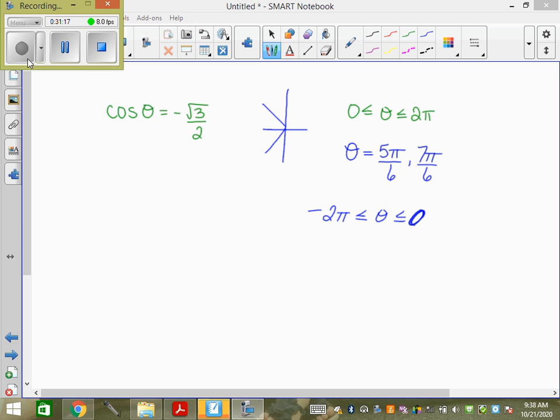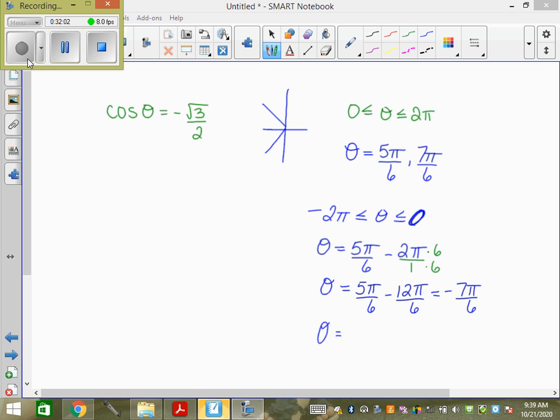So I could just take these two answers and find their coterminals, right? By subtracting 2 pi, and it'll fall in that next negative rotation. So if I restrict it to this domain, I would go theta equals 5 pi over 6 minus 2 pi. So it would actually be 5 pi over 6 minus 12 pi over 6, which equals negative 7 pi over 6. And then theta equals 7 pi over 6 minus 12 pi over 6, which is negative 5 pi over 6.